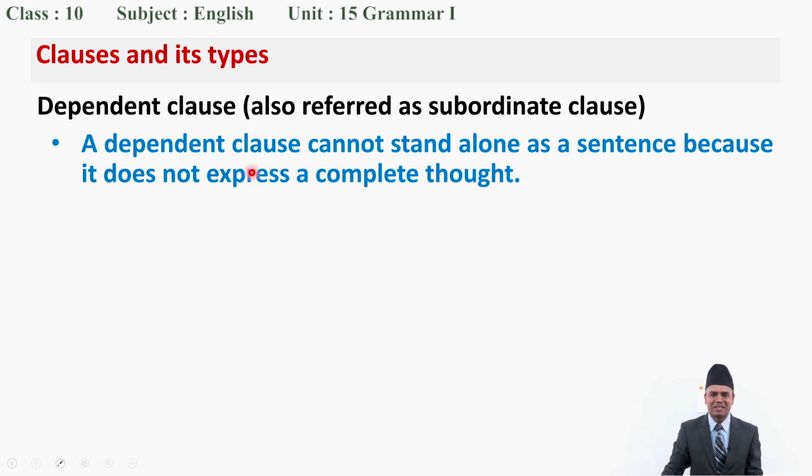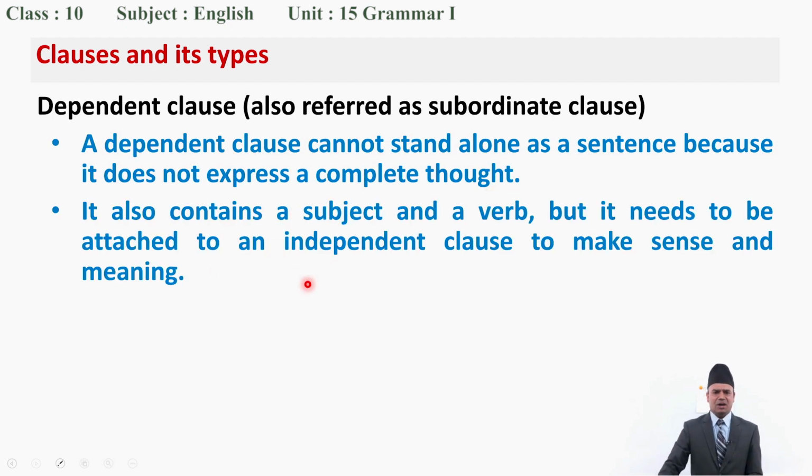It is not complete. There is no complete grammatical structure. There is no SPO pattern. That's why it is called dependent. You know, dependent means depend on others. It cannot survive without others. That is called dependent. So a dependent clause cannot stand alone as a sentence because it does not express a complete thought or complete meaning. It also contains a subject and a verb, but it needs to be attached to an independent clause to make sense and meaning.